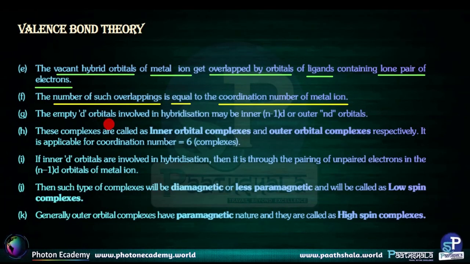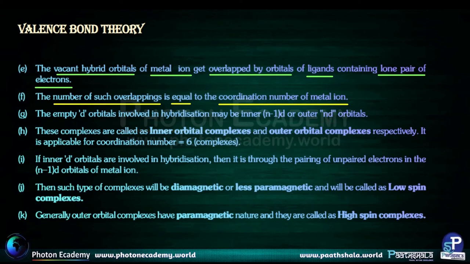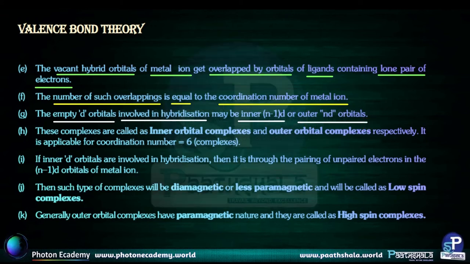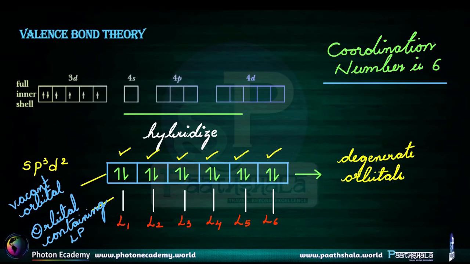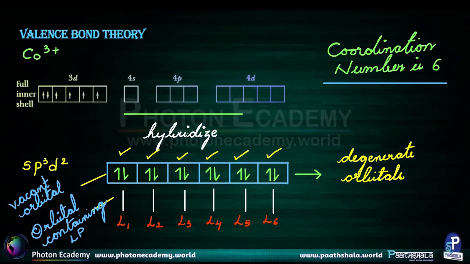The empty d orbitals involved in hybridization may be inner n-1 d orbitals or outer nd orbitals. Let's understand what is the meaning of inner n-1 d orbitals and outer nd orbitals. In case of the cobalt 3 plus ion here, the fourth shell is the outermost shell, that is the n shell. And the third shell is the penultimate shell, that is the shell before the outermost shell. So that becomes the n-1 shell.